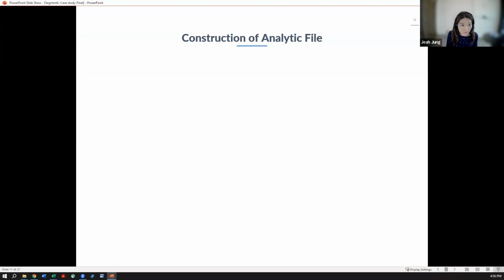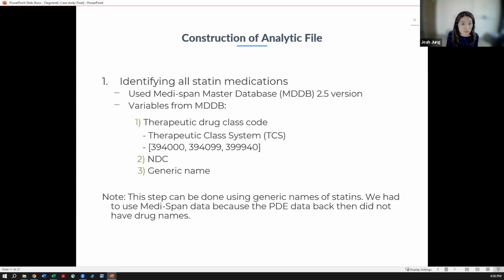Now, how do you identify statin? I know it's a very easy question. Of course, we know statins based on generic names. But the really tricky thing back then was that there were no generic and brand names on the Part D PDE data. It was really early days, until 2010 or so. They didn't actually append this to the data records. So when we got the data first, we didn't see any drug names, only the product service ID.